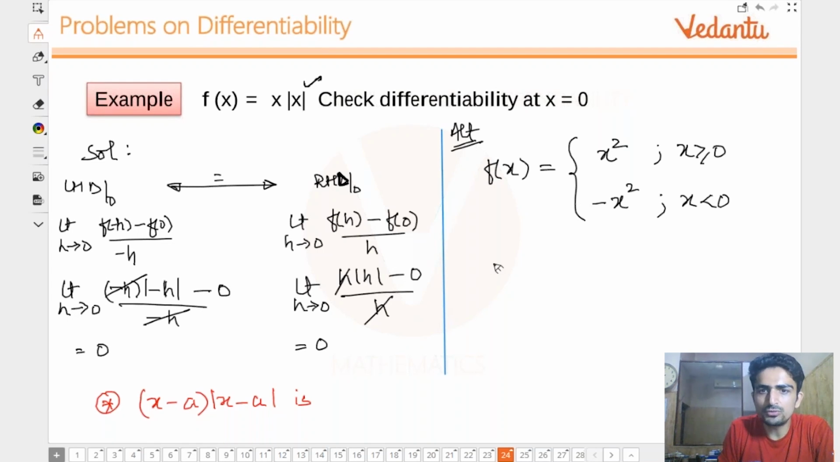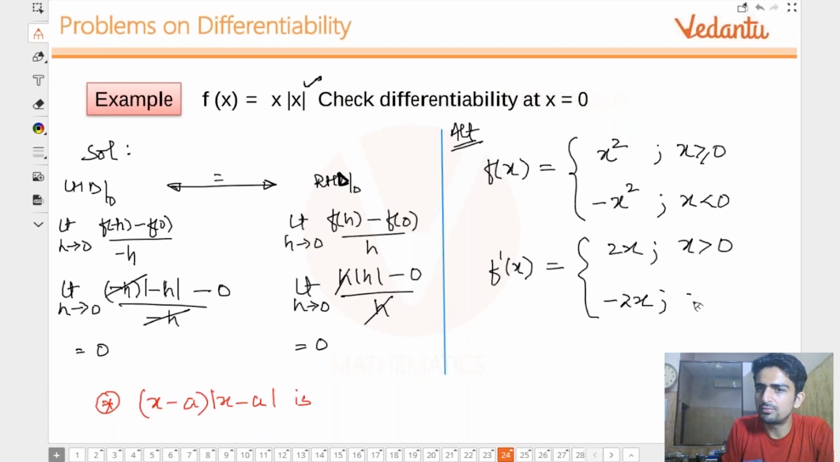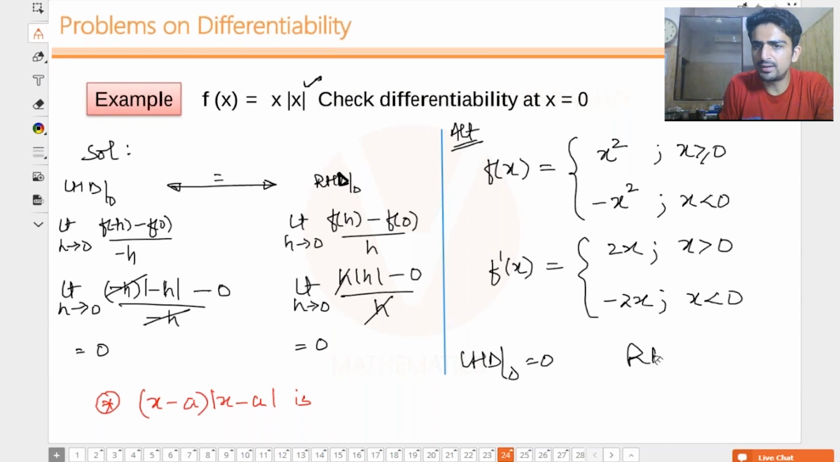Clearly it is continuous, so we can write f dash straight away. It is 2x for x greater than 0, equality should be removed, and minus 2x for x less than 0. Now clearly if you see, the left hand derivative at 0 is 0, and the right hand derivative at 0, again it's 0. So they are equal.